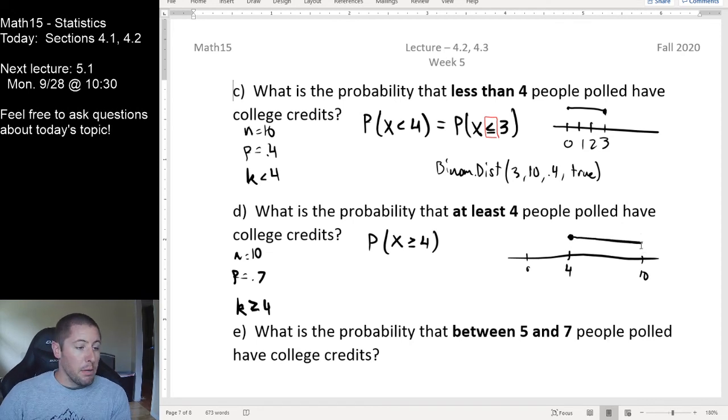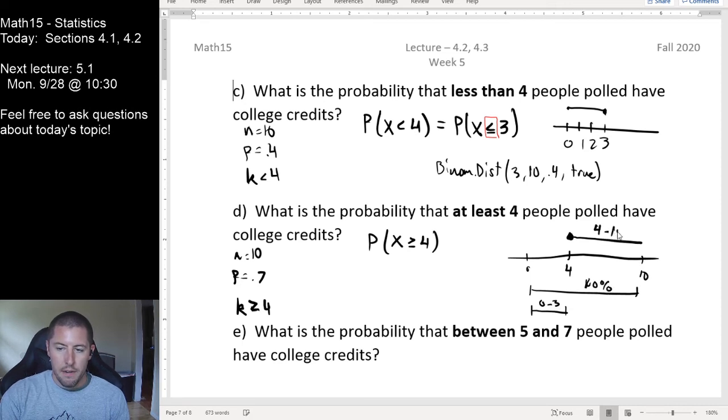But our problem is that that's not the way this works. Our probability computation is always going to start at the boundary and go left if we say cumulative. So here's a better way to think about this. This right here is 1, that's 100% of all possibilities, that somewhere between 0 and 10 people are going to tell us, yes, I have college credits. What I can do to get at this piece that we actually want is subtract off the probability that we get 0 through 3. This is our 4 through 10.